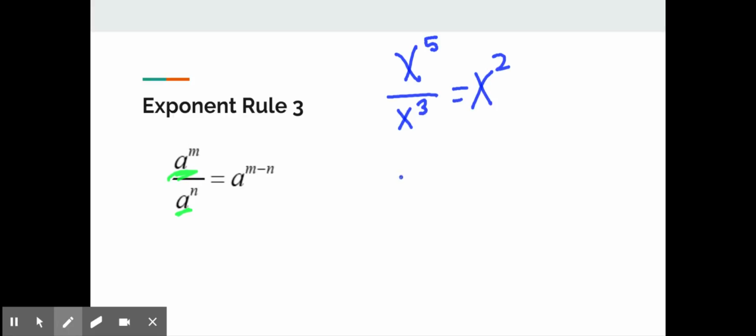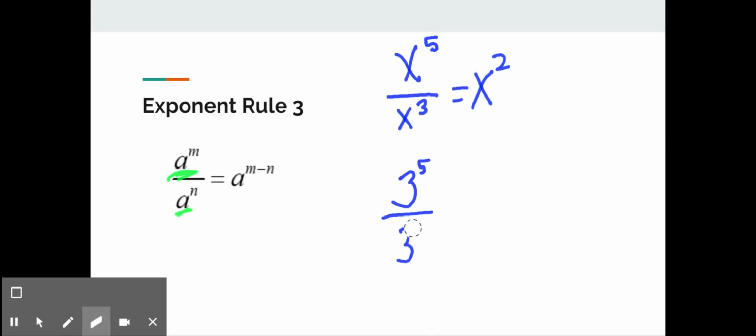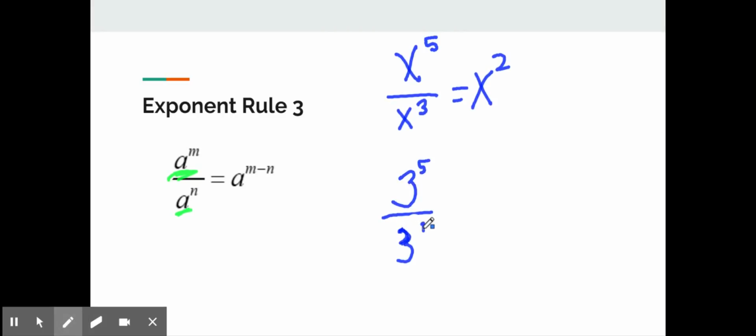I could have 3 to the 5th power divided by 3, and any number without an exponent would be to the 1st power. So if it just said divided by 3, then you would assume an automatic exponent of 1, and we would subtract that 5 minus 1 to give us 3 to the 4th power. A question might cross your mind, well, what if the numerator exponent, let's say it's a to the 7th power, what if that's smaller than your denominator? You're still going to subtract those from each other.